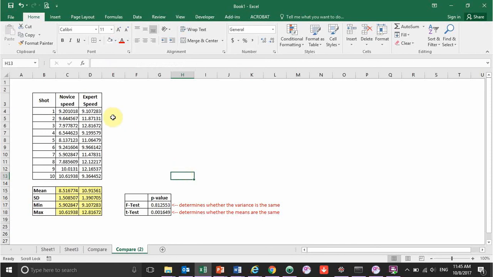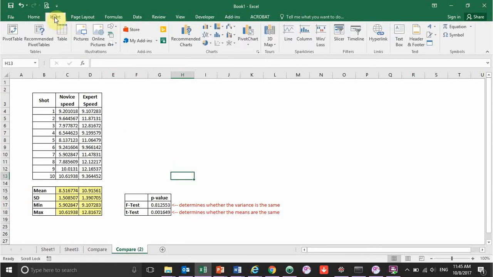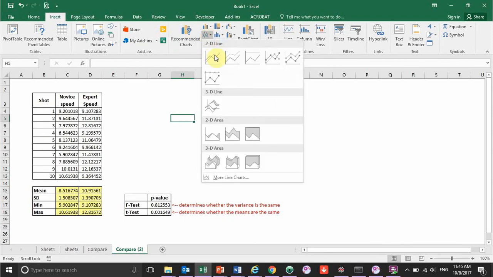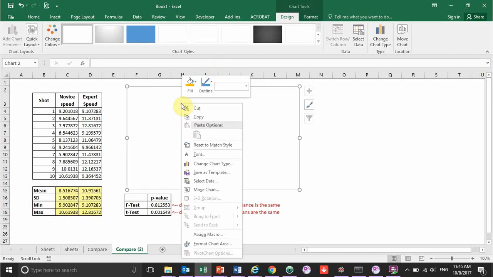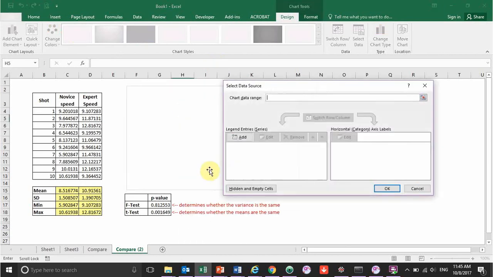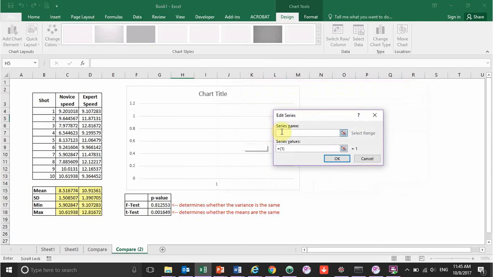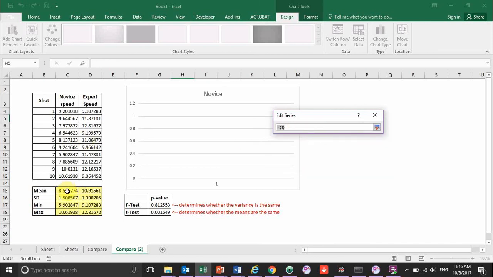We'll just put this into a graph format. So I'm going to insert, just make sure that you click somewhere that's not close to your table, a line graph, and I'm just going to chuck it over here. I'm going to right click on it and select data. I'm going to add a data column. I'm going to call this the novice values, and then I'm just going to highlight the mean for the novices.